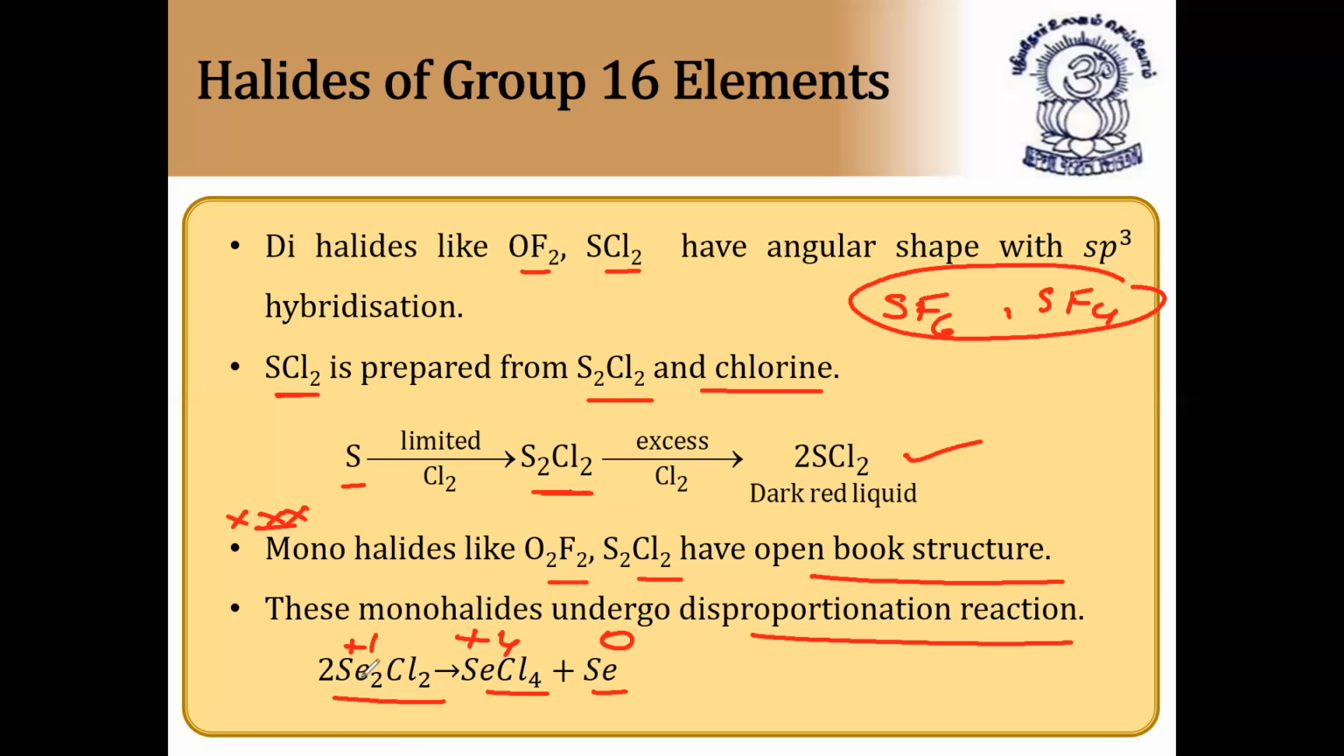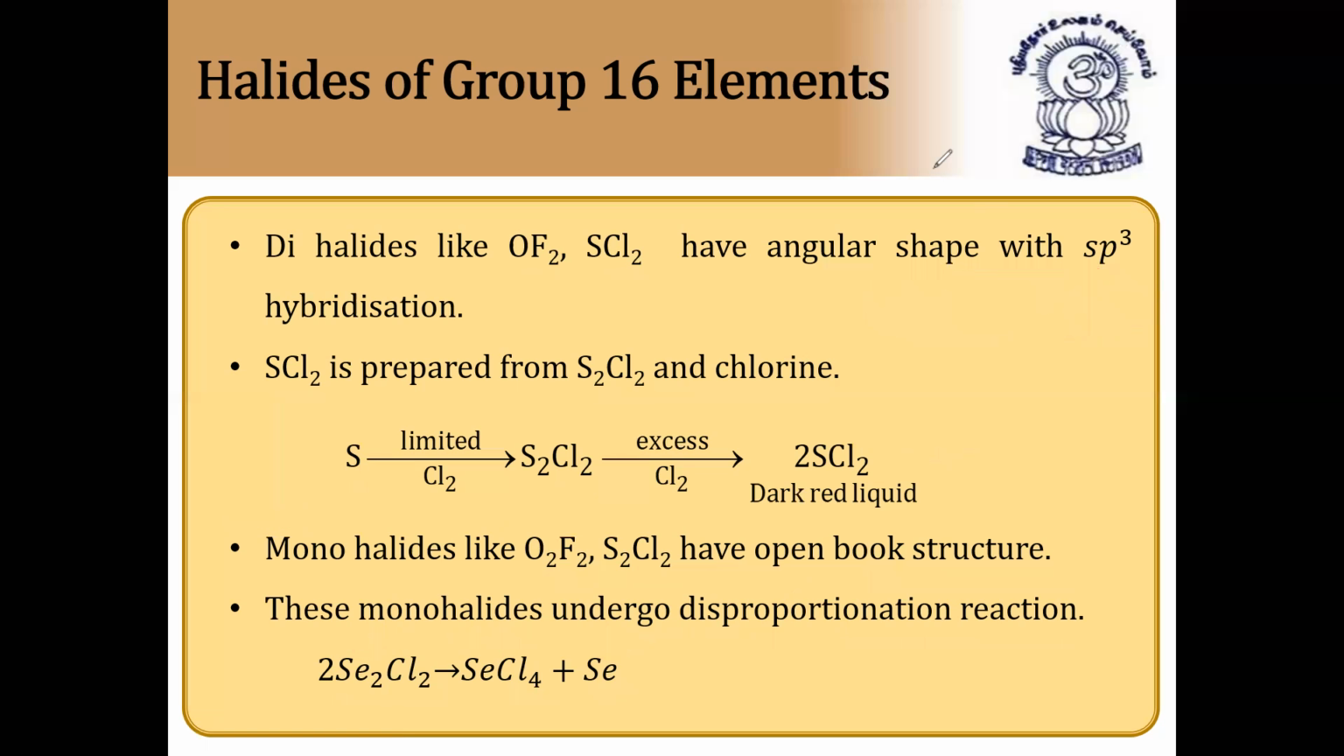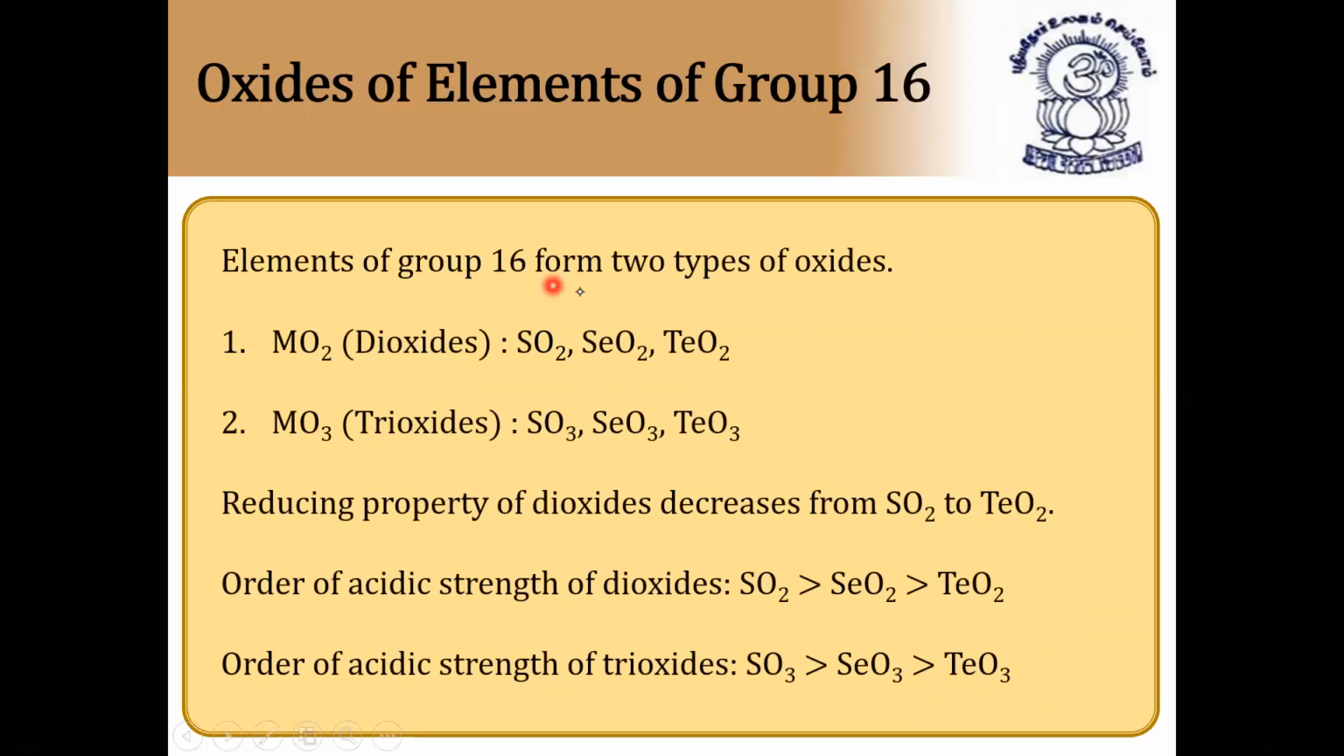So selenium is an element which is undergoing oxidation as well as reduction. I hope it is clear. Next, oxides of elements of group 16. Elements of group 16 form two types of oxides. In addition to these, we'll discuss halides more later.